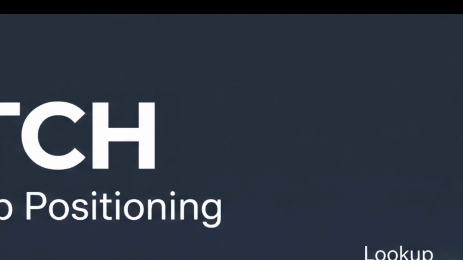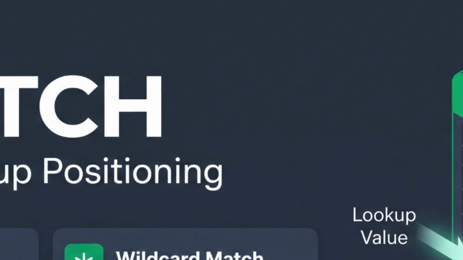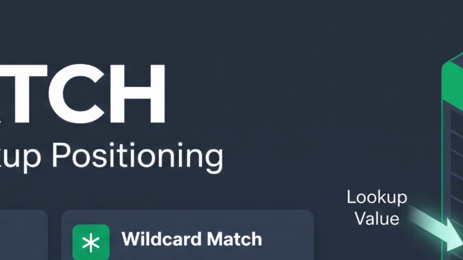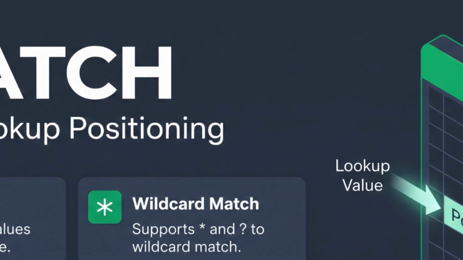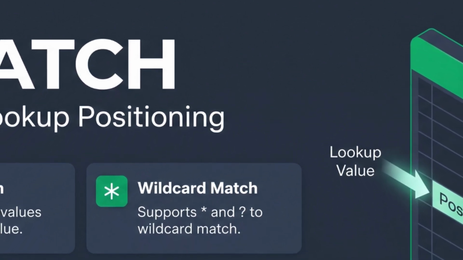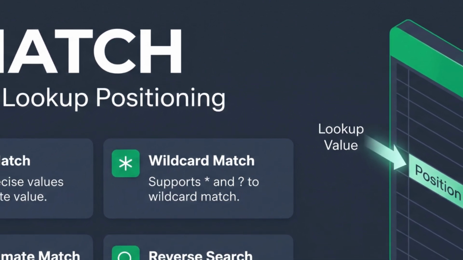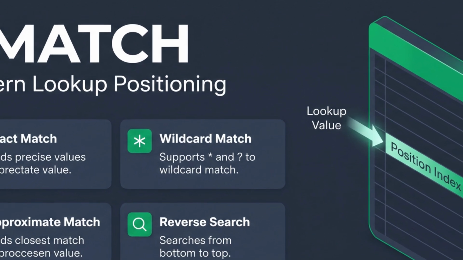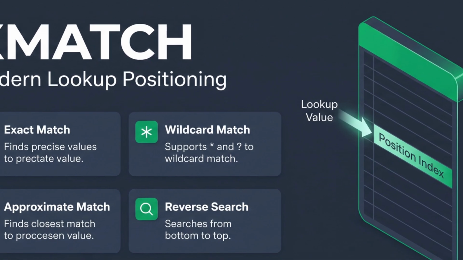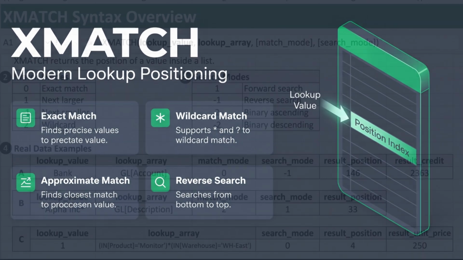XMATCH is a modern lookup positioning function that tells you where a value is located inside a list. It improves on the old match function by supporting exact match, wildcard match, approximate match and reverse search. Once XMATCH returns a position, you can use index to retrieve the corresponding value. This makes XMATCH ideal for accounting, inventory, and reporting tasks where you need precise row positions.